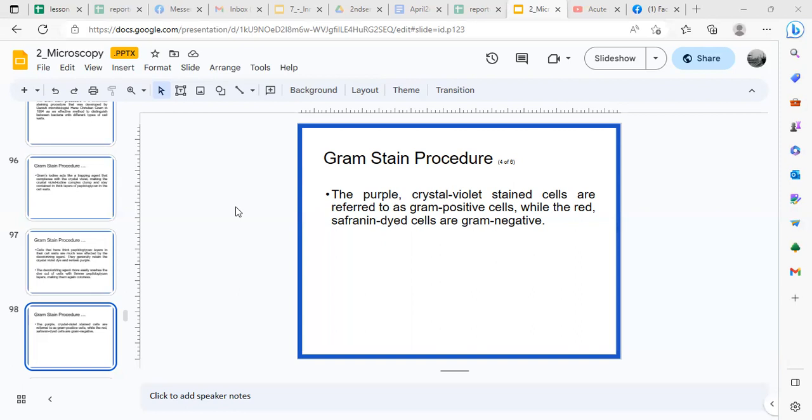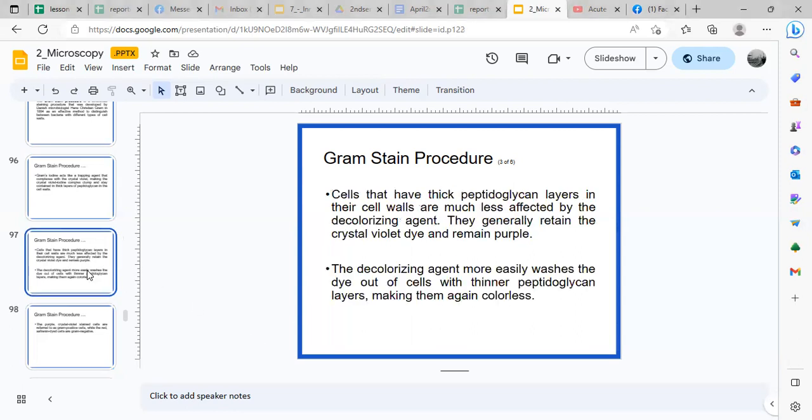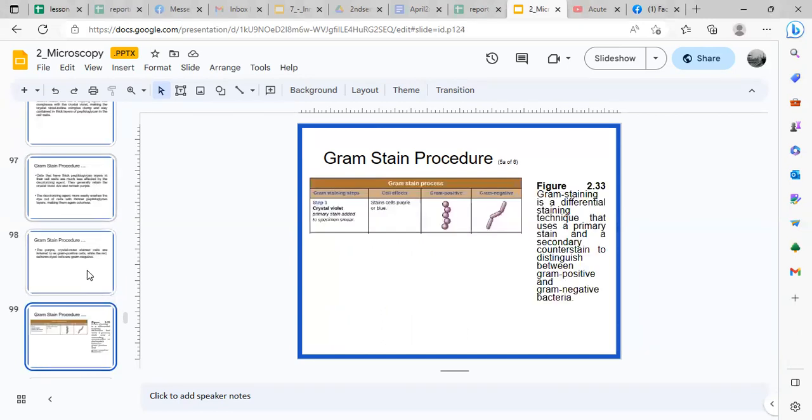So we're familiar with the Gram stain procedure, right? The gram positive will be purple colored, and the gram negative will be red or pink. The first step in the Gram stain procedure is to add the primary stain, which is the crystal violet.